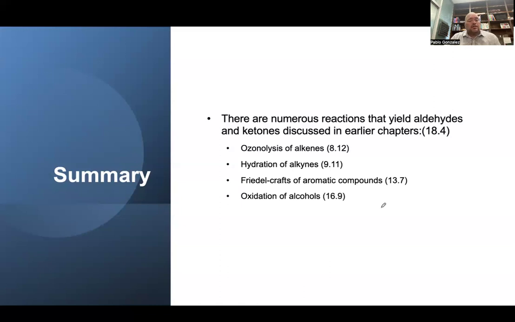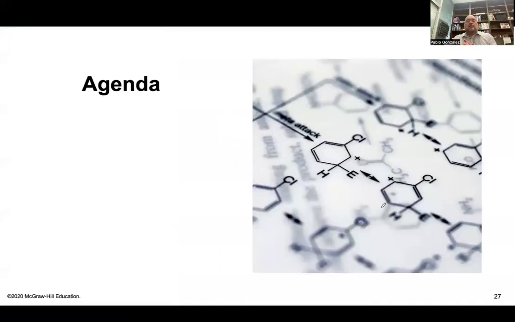We have also the oxidation of alcohols. Oxidation of primary alcohols is going to give you aldehydes in mild conditions, and oxidation of secondary alcohols is going to give you ketones. And that basically will be all for that first section.